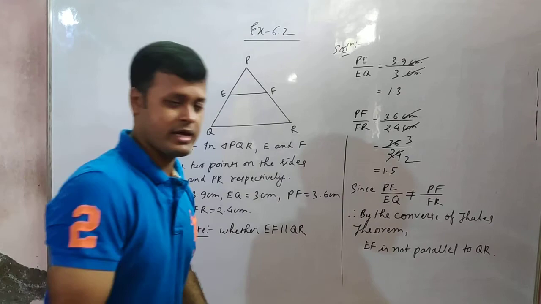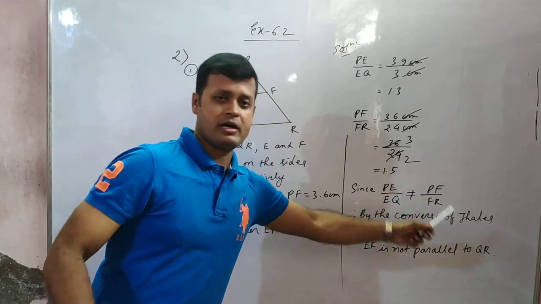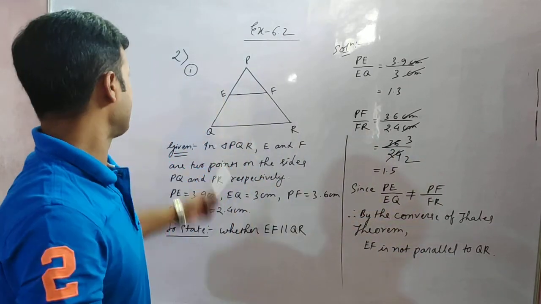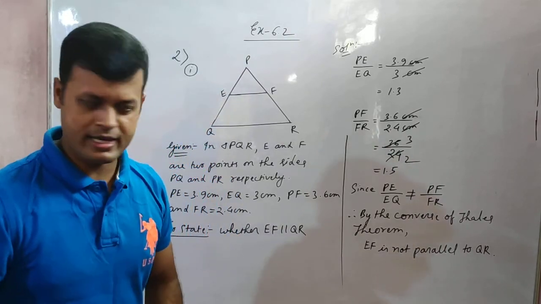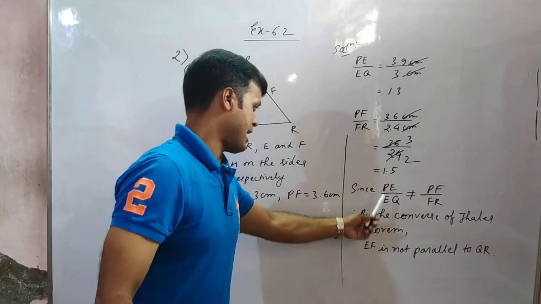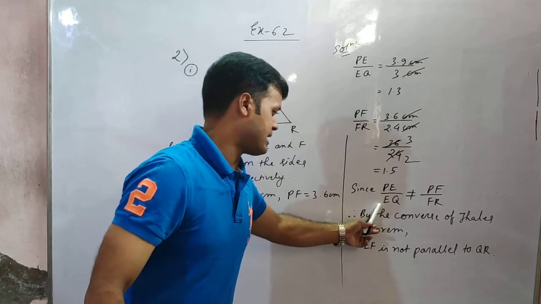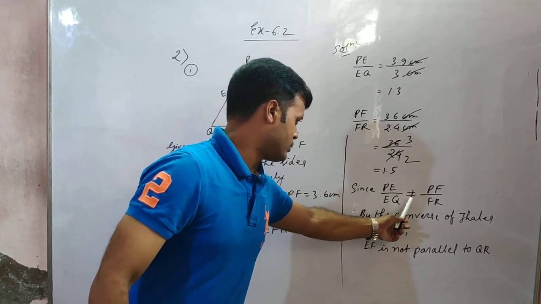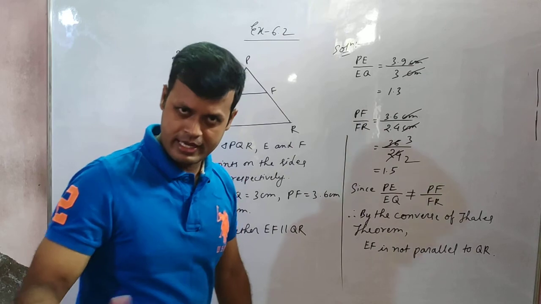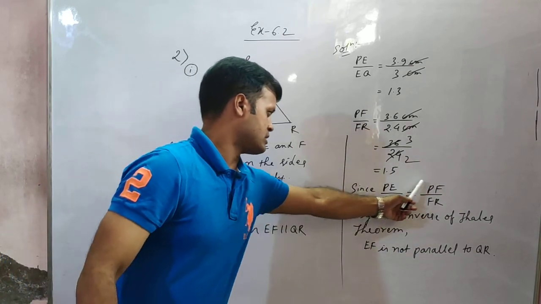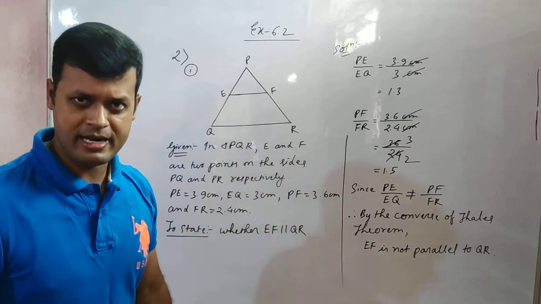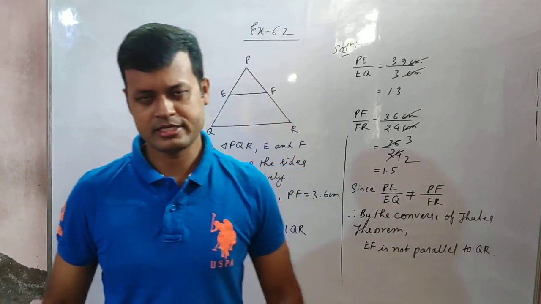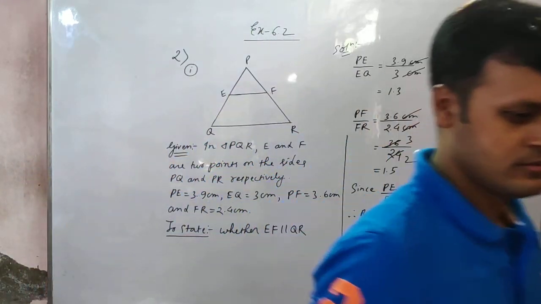Understood? Number 1 I did; in 2 and 3 you try. If you see that PE by EQ is equal to PF by FR, then the two lines EF and QR will be parallel. Okay, is it okay?